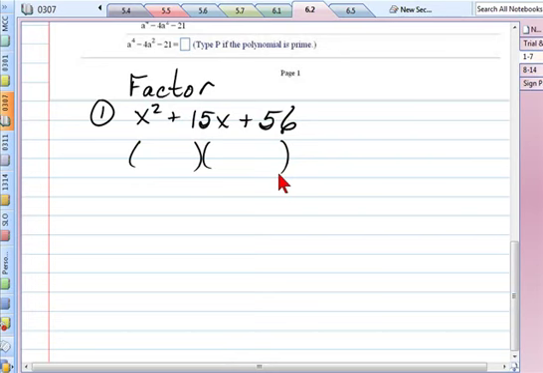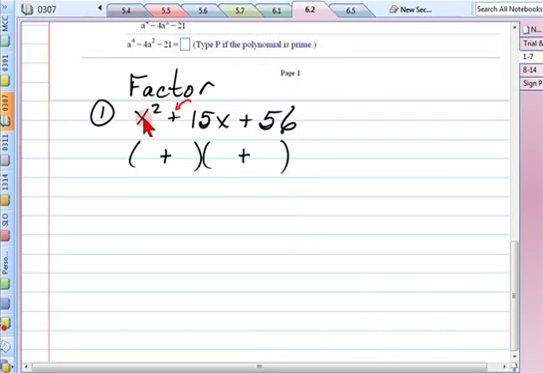Once I've written my parentheses down, and this is just me, I immediately determine the signs because I understand the sign patterns. If the last sign is positive, then both signs are determined by the middle term. So when the last one is positive, both the signs have to be this. So plus and plus. If the last sign is positive, but this middle one is a negative, then they're both negatives.